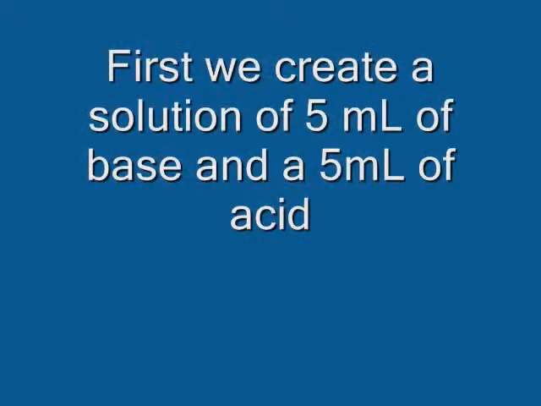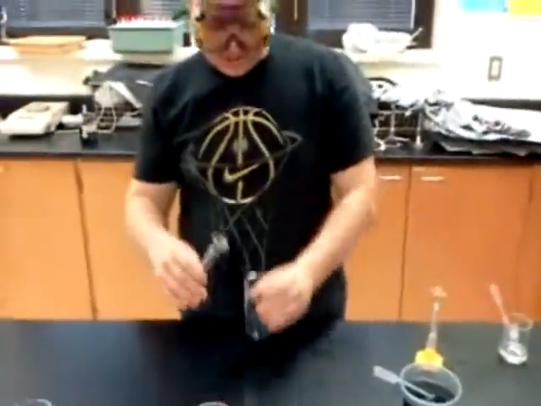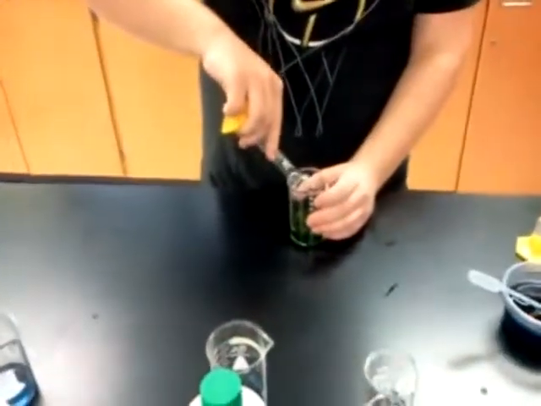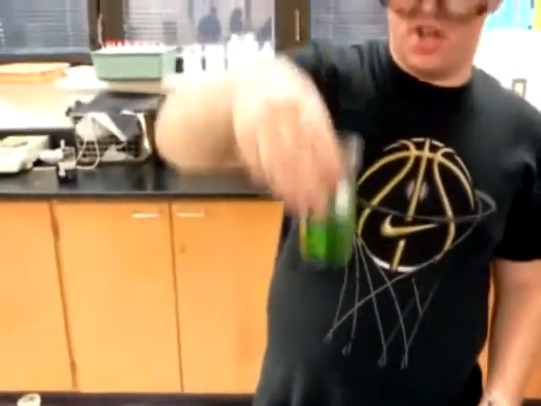First, we create a solution of 5 milliliters of base and 5 milliliters of acid. Next, we add the base solution to the red cabbage juice, which forms a green color, but over time turns to yellow. Next, we add our acid to our red cabbage dye, which forms a reddish color.